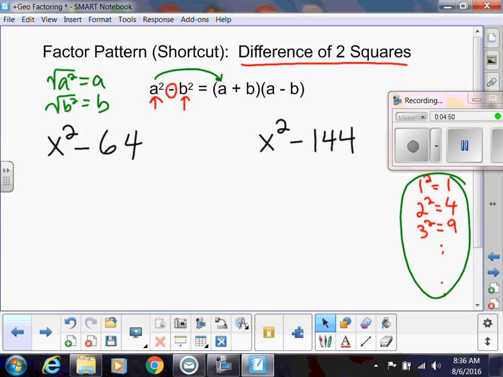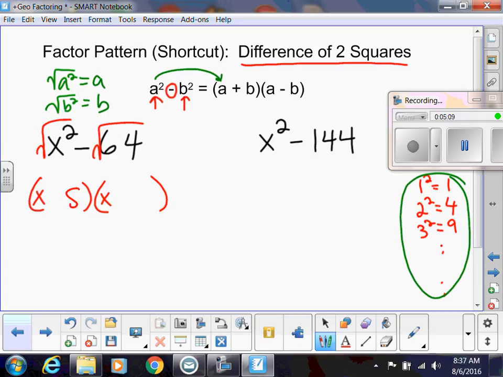Okay, so instead of thinking about 0x, I'm just going to say, okay, what's the square root of x squared? That's just x, right? So I'm going to put x and x in those two spots. What's the square root of 64? Oh, that's going to be 8. So that's going to be 8 and 8.